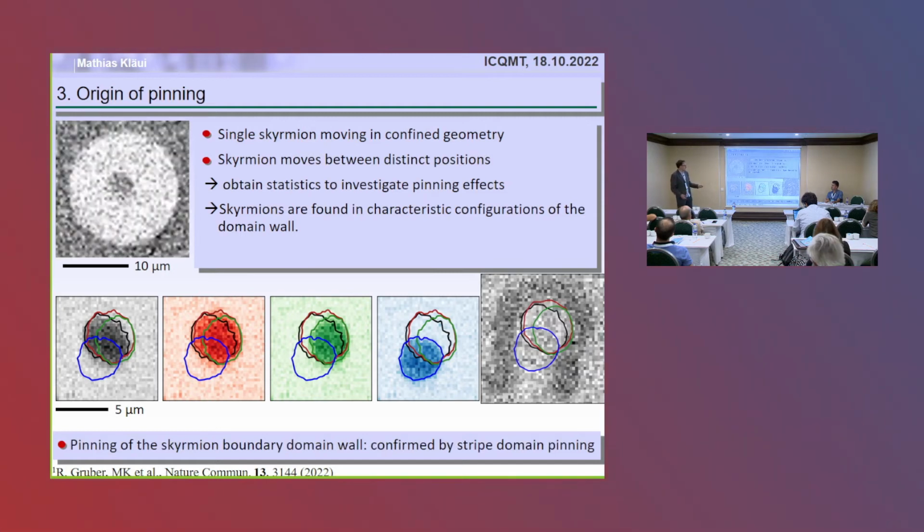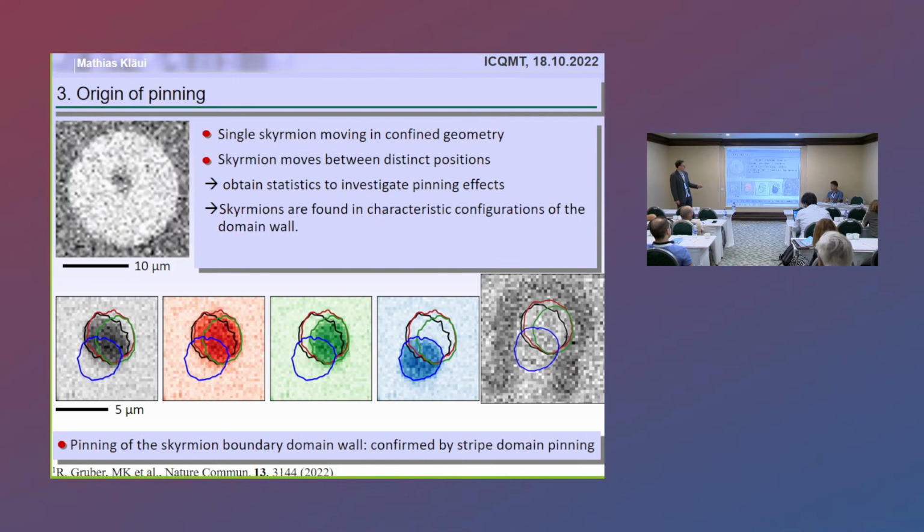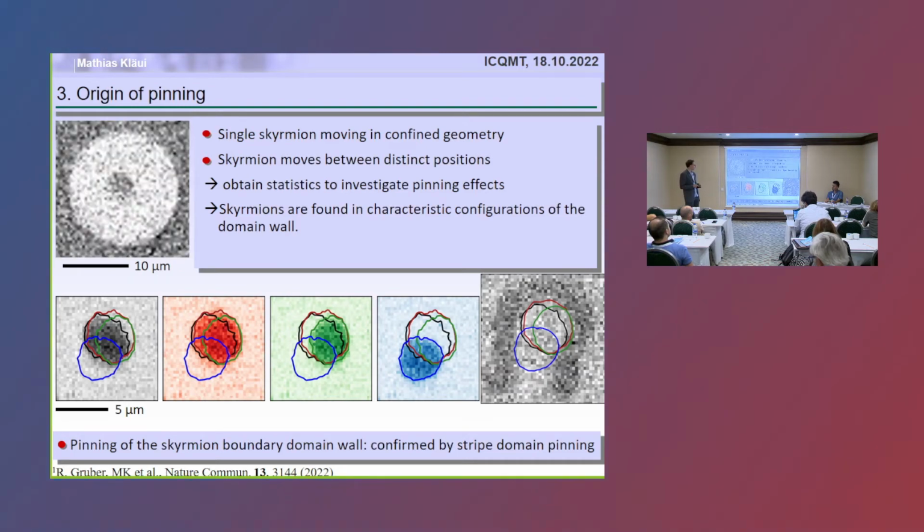Okay, and we also saw that the same is true for a stripe domain, not just for a skyrmion. The domain walls of the stripe domains also like to sit in the same position where the domain walls of the skyrmions like to sit.